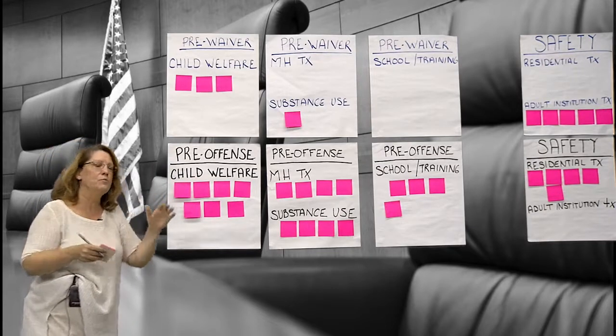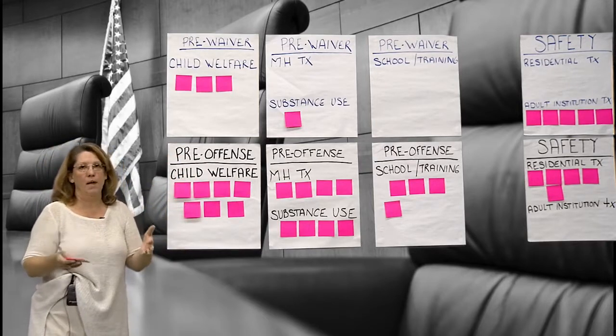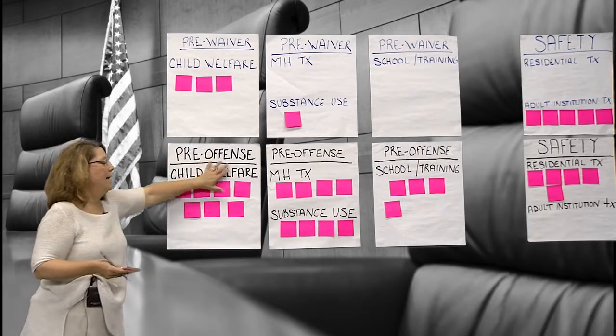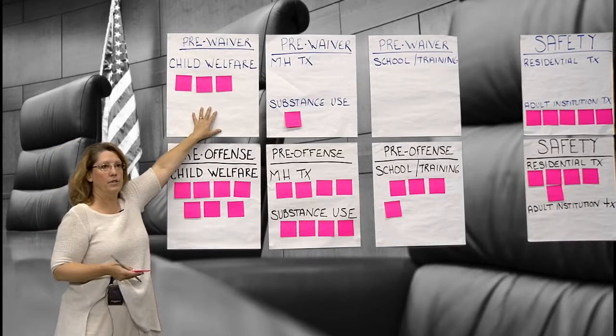So we're not looking at individuals, but looking at groups. Was there a substantial amount of support for these families? And as you can see by the number of memos, the group that's pre-offense had substantially more contact with the child welfare system than those that had been waived to adult court.